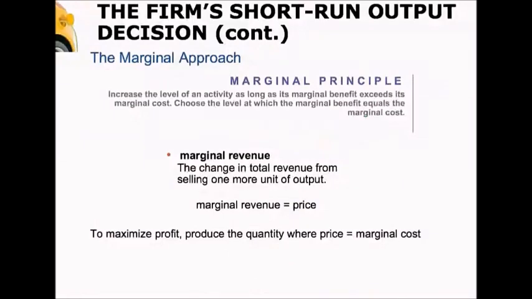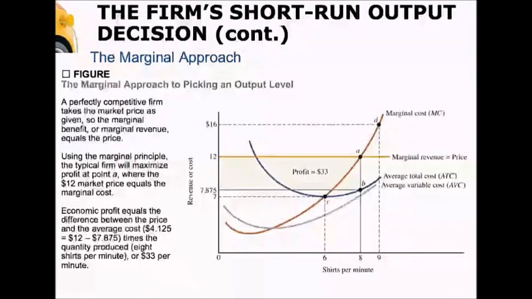Another way of looking at it is by looking at the marginal principle. Remember, the marginal principle tells us we want to increase the level of activity as long as the marginal benefit exceeds the marginal cost. Ideally, we want to look at where marginal benefit equals marginal cost. Okay? So remember, marginal revenue for a firm in a perfectly competitive market is equal to the price. To maximize profits, we want to produce the quantity where the price equals the marginal cost. Let's look at another graph to use the marginal principle to figure out how much output to produce.